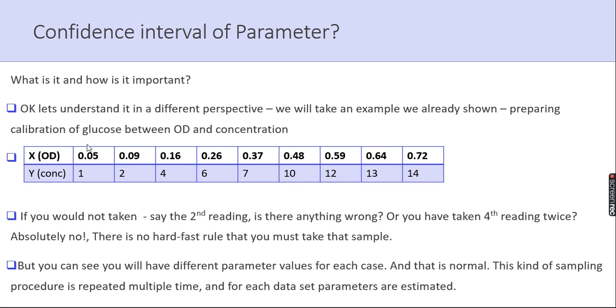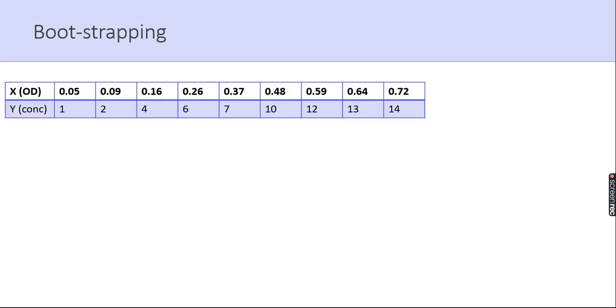Scenario means, for example, I'm not taking this first sample at all, or I'm taking this fourth sample 2 times, or like that. So for different scenarios, in each case we are going to find out what the parameter values are. Let's see the example in the next slide. This is the original one, X versus Y, and we show here the slope, the intercept, and the R-square value. In the original case I am getting 19.36 as the slope, 0.43 as the intercept, and R-square is 0.99.